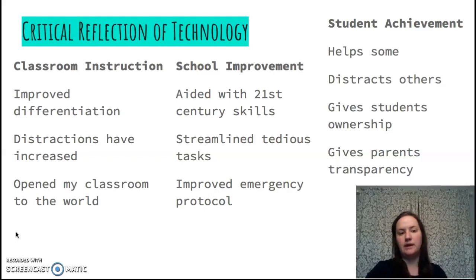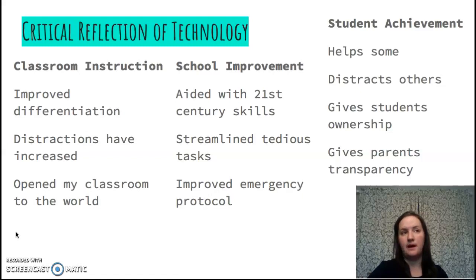As far as student achievement, that gets linked into what I was saying about classroom instruction: it helps some and it distracts others. We're giving students a lot of ownership over their own material with the technology tools. A lot of my class is web-based. They don't really handwrite much anymore, which gives the student a lot of ownership. It also provides a very big safety net for me to make sure that student work is handed in, and it's very easy to keep track of student work because they are working digitally.